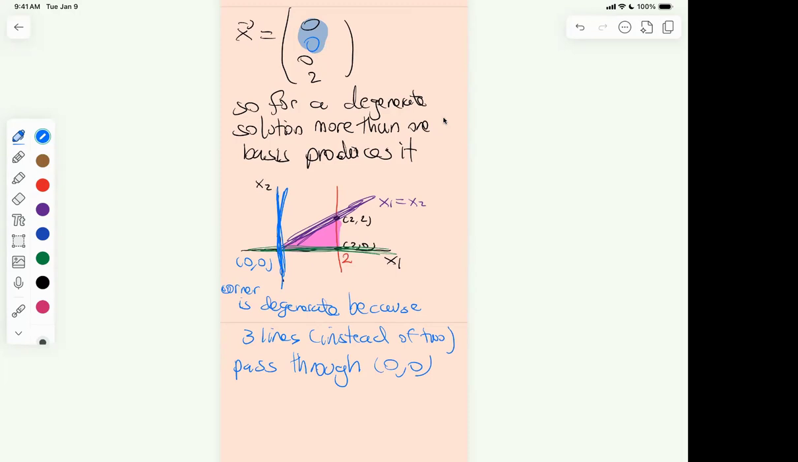Okay, so let's finish here. This is the last topic for the exam, where I would ask you maybe to identify if any of the solutions that you found are degenerate or not. You just have to check: did I get a 0 as one of the basic variables? Okay, so let's end here.